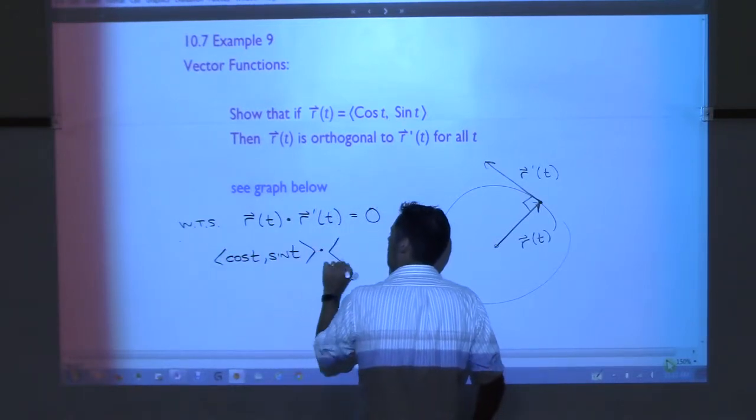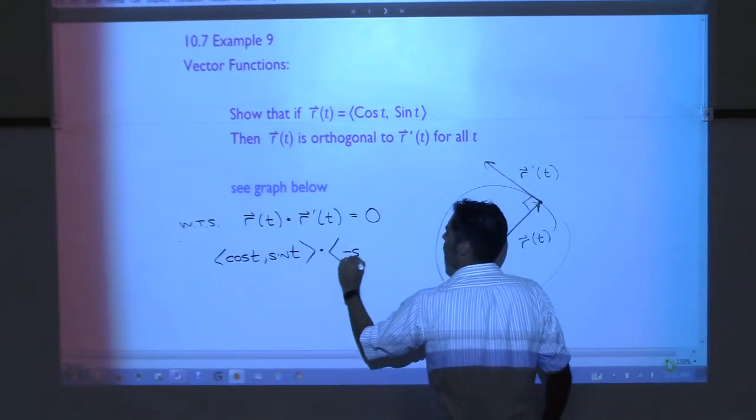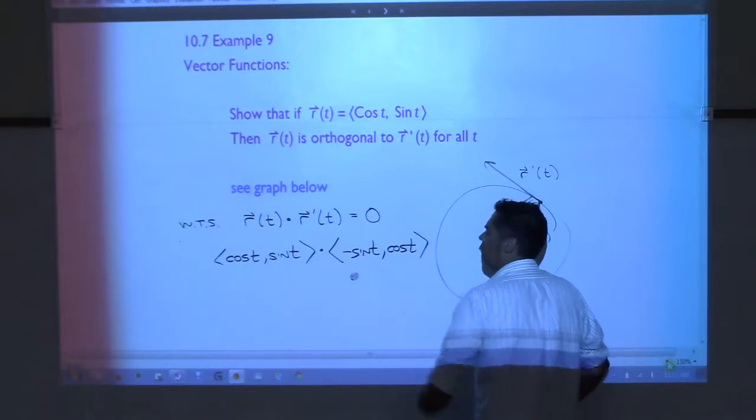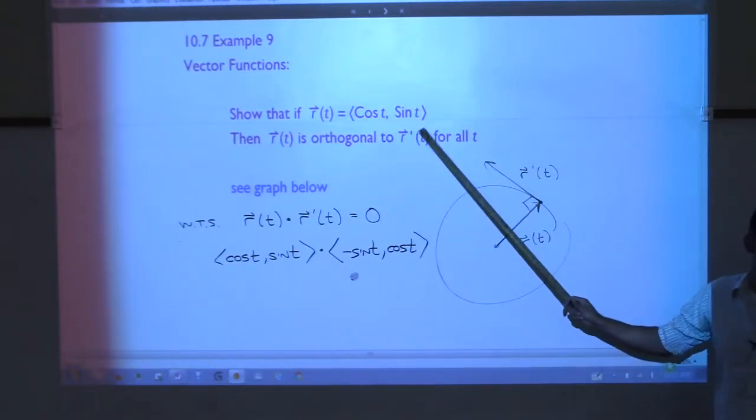And what is r prime of t? Negative sine t, cosine t. Because when you take the derivative of a vector function, you just take the derivative of its components.